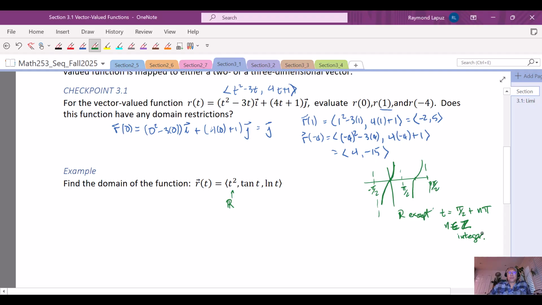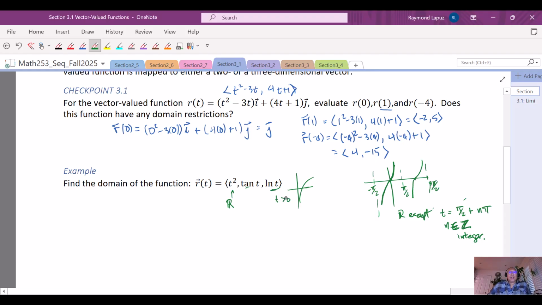So now between these two functions so far, it's going to be all real numbers except for pi over 2 and any multiple of that. Now this one, the ln t, if you remember, exists only in the positive part, not just positive, yes, positive. t is bigger than 0.